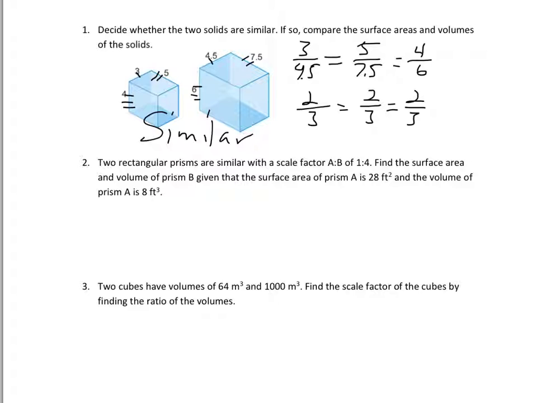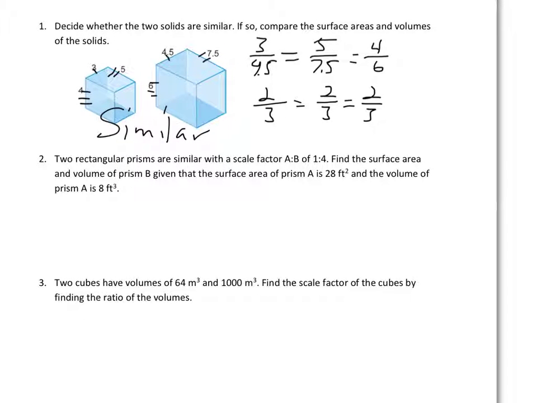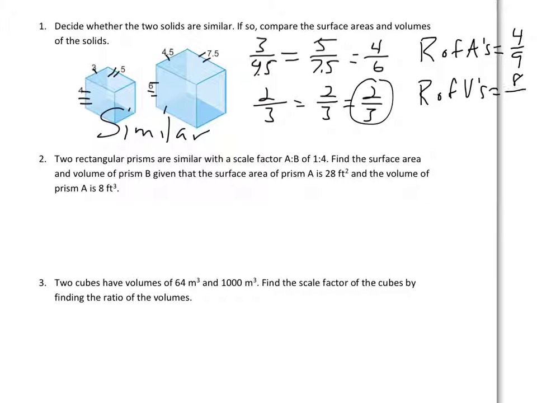Now with that, since we know they are similar solids, we have the scale factor, right? The scale factor is obviously 2/3. So since the scale factor is 2/3, the ratio of areas is going to be A squared over B squared, so 4 over 9. And the ratio of volumes is going to be A cubed over B cubed. 2 cubed is 8. 3 cubed is 27. So that will be our ratios.